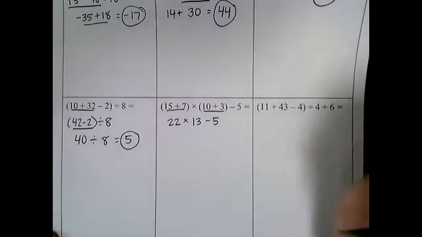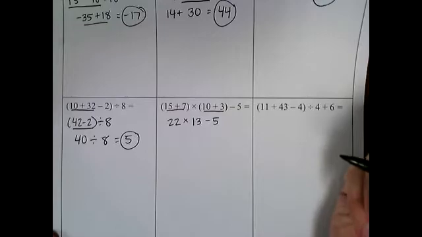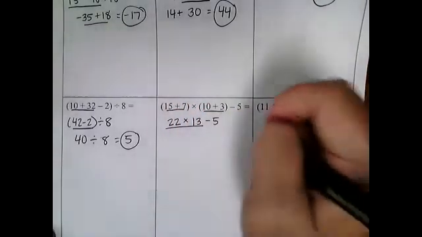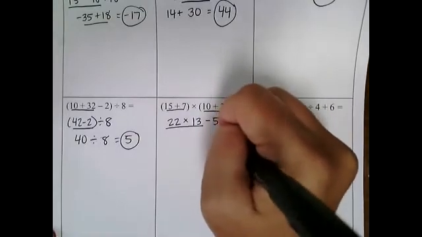Now, no parentheses, no exponents. Multiplication and division comes next. I only have one of those. I have multiplication. 22 times 13. So I'm going to go over here and do that out.